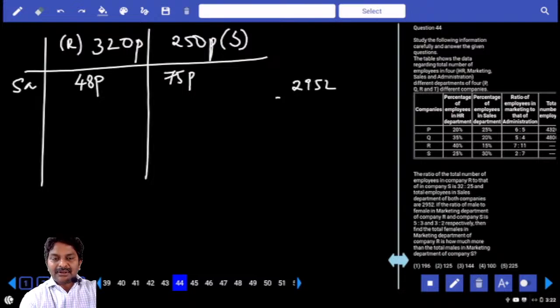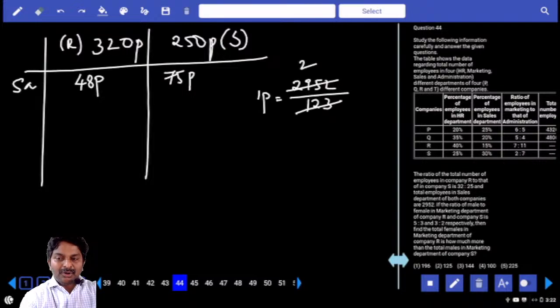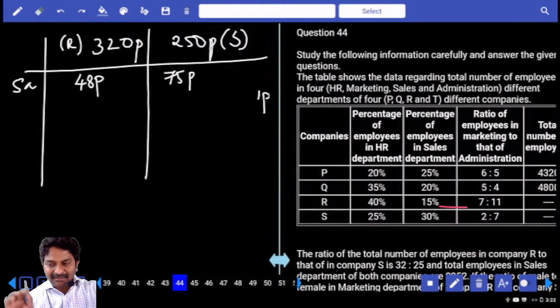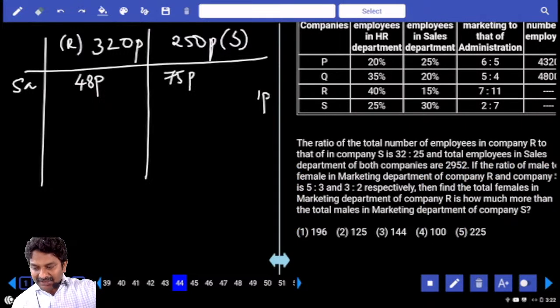2952 is equal to 123 parts, then 1 part is equal to 2952 divided by 123. 2 times of it, 246. Again, it will be 4 times. I am just going with last digit verification. Okay, 1 part is 24, that is clear. Leave it. Now come to the data.